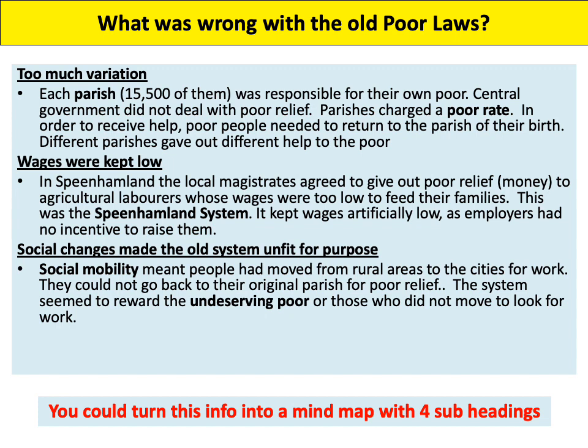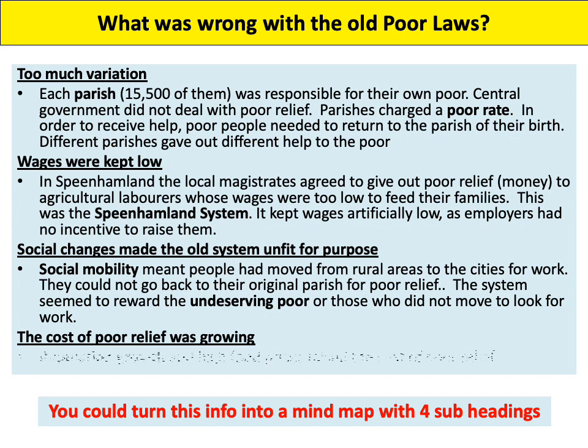Social changes, well, I've already explained this, I'm sorry, but there we go. People had moved from rural areas to the cities for work. They couldn't just walk all the way back to their original parish for poor relief, particularly if they've now got a large family, as many people in the industrial cities did. So the system seemed to reward the undeserving poor. In other words, those who just stayed put, they didn't actually have the wherewithal to get up, go out and search for work.